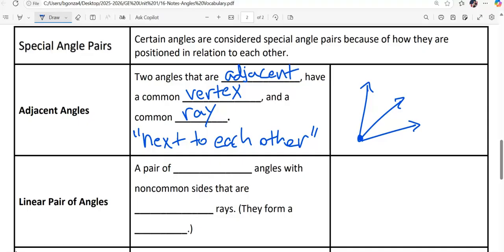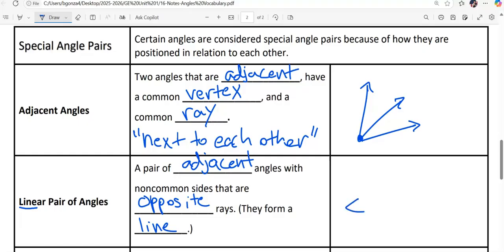And that gets us to a linear pair. A linear pair is a special case for adjacent angles. Okay? But they are adjacent angles with non-common sides that are opposite rays, meaning they form a straight line. Two angles right next to each other, touching, that make a nice straight line. It's in the name, linear pair.